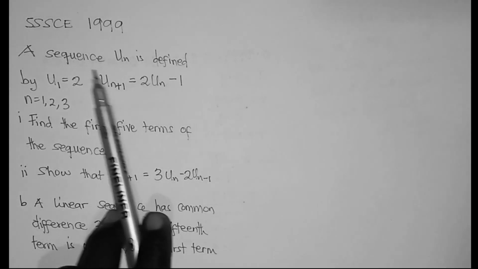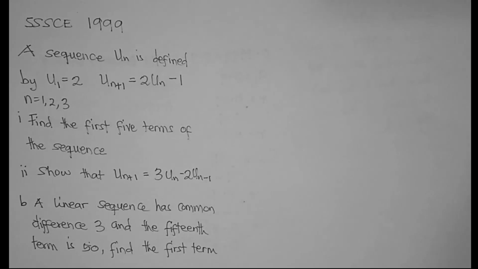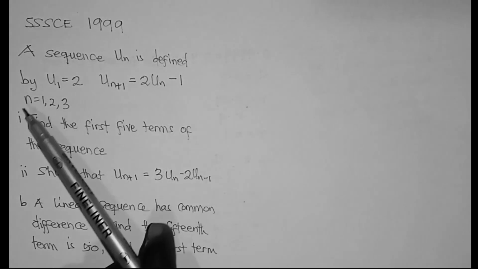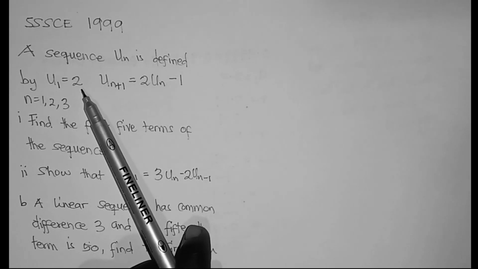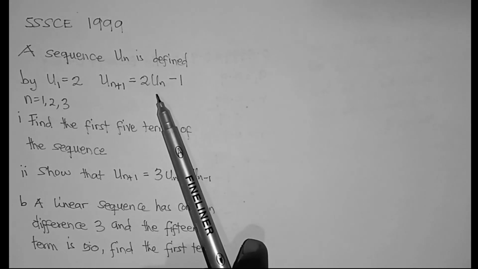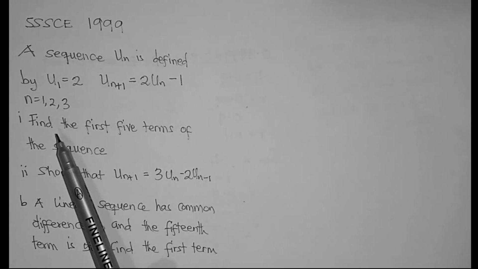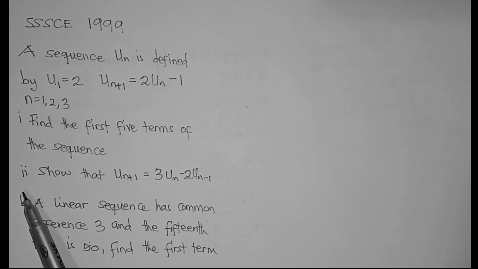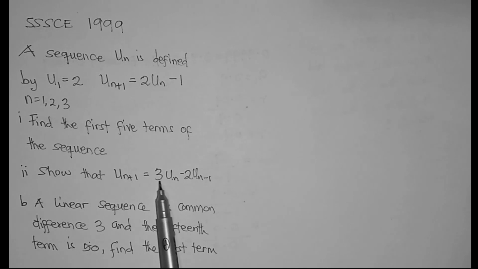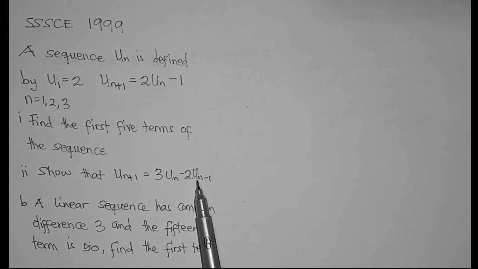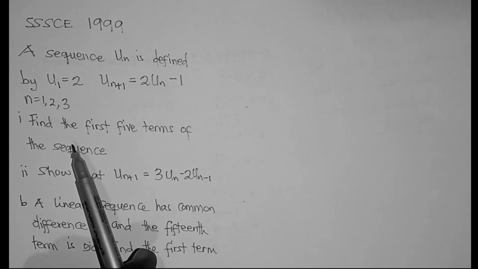So it says a sequence un is defined by u1 equals 2 and un plus 1 equals 2un minus 1. Find the first 5 terms of the sequence, and then show that un plus 1 is equal to 3un minus 2un minus 1. Then the B part says that a linear sequence has common difference 3, and the 15th term is 50. Find the first term. So let's find the first 5 terms of the sequence.